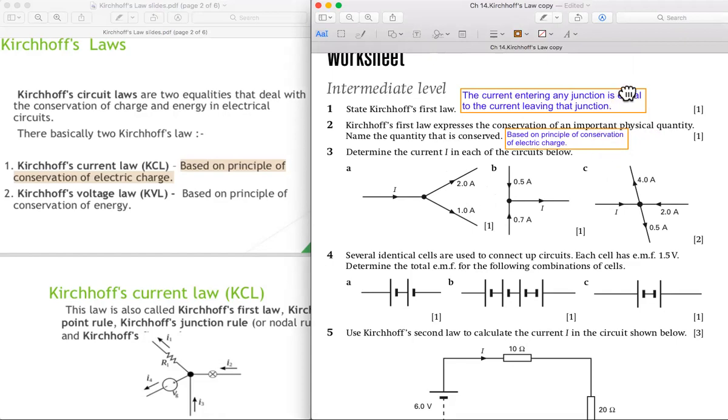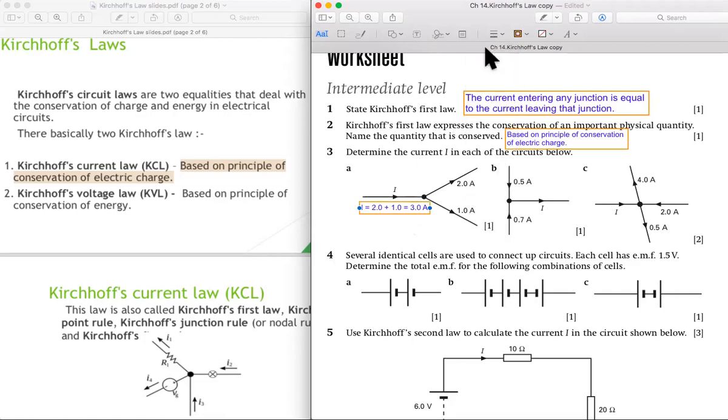Now another question, number 3. Determine the current I in each of the circuits below. In question A, we have a current I entering this junction, and the currents leaving this junction are 2 and 1. So I equals 2 plus 1.0, equals 3.0 ampere. That's it. This is still easy.